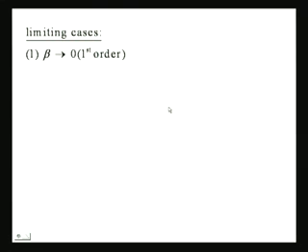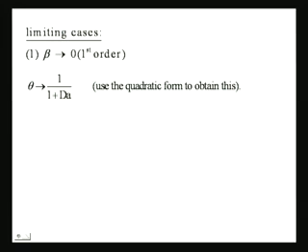So, the limiting cases are things that you know: beta going to 0 is a first order reaction. Beta going to what value is a 0th order reaction? No, not 1, what? Infinity, right. So, beta going to infinity is the 0th order reaction.